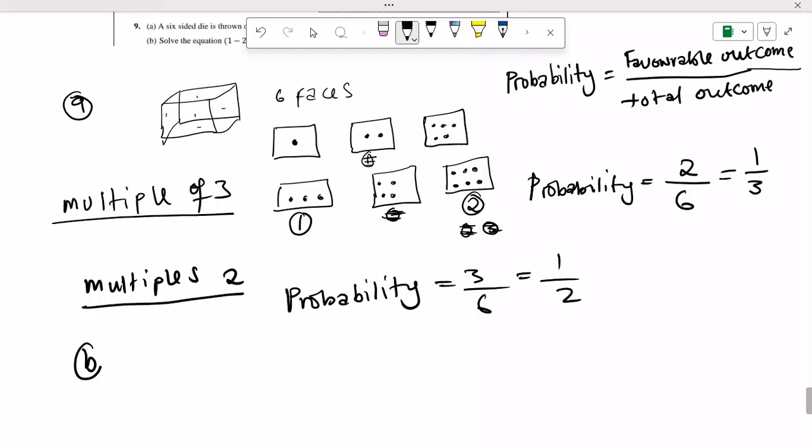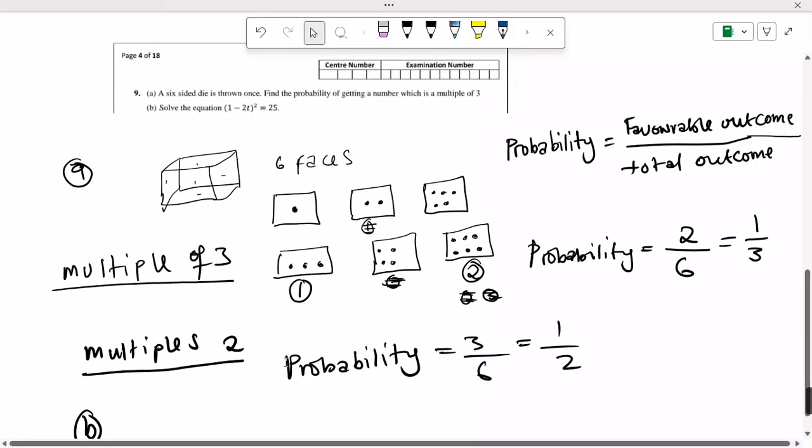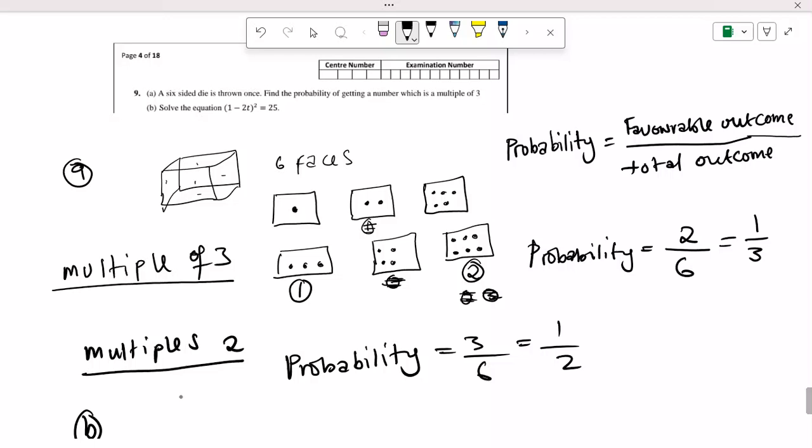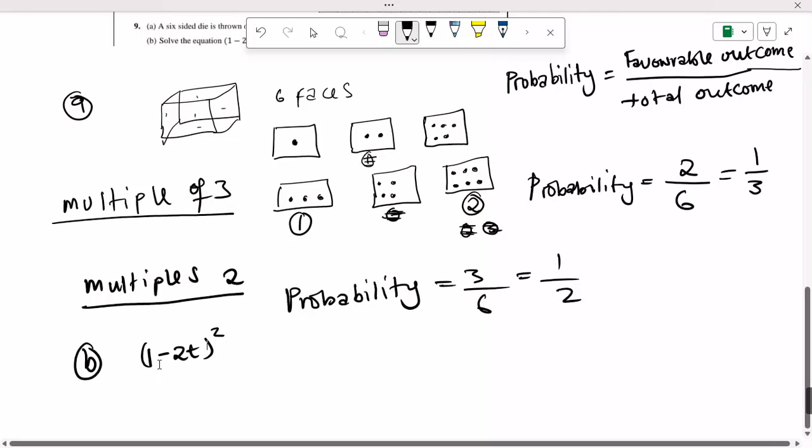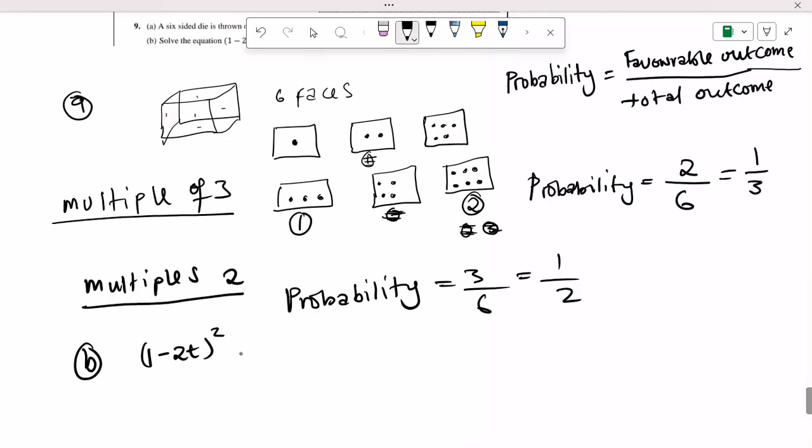Part B. So for part B, you're given (1 minus 2t) squared is equal to 25. Okay, so if you're given a question like this, it's very simple actually, because they've already factorized.